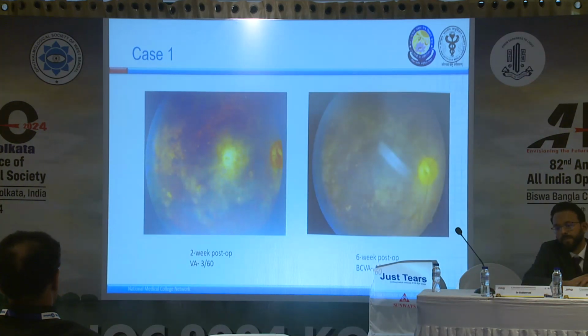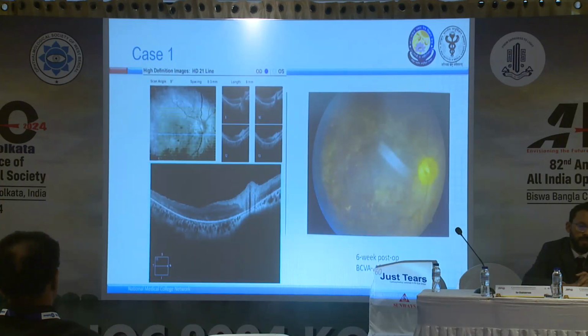And this is at 6 weeks. The patient had vision of 4/60, and this is the OCT. Although we can make out the external limiting membrane continuous in that area, hardly any IS-OS junction or the ellipsoid zone is visible in that part. So the patient has 4/60 vision.